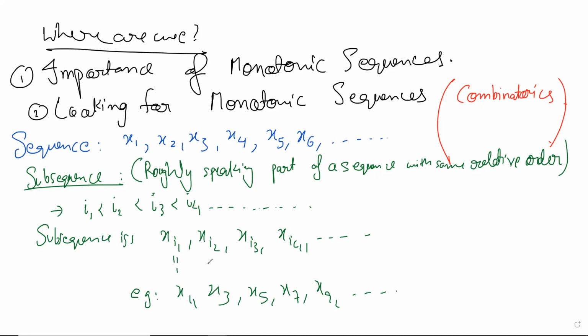Then the I1 would be 1, right? And I2 would be 3. This would be 5. This would be 7, and so on. Okay, just a part, and just with the same relative order as it was in the original sequence. Okay, subsequences.